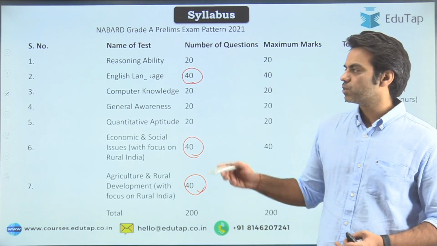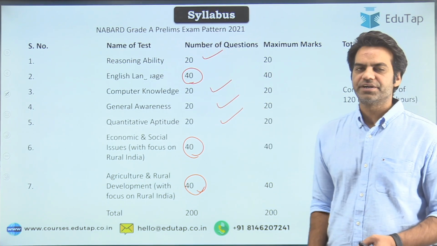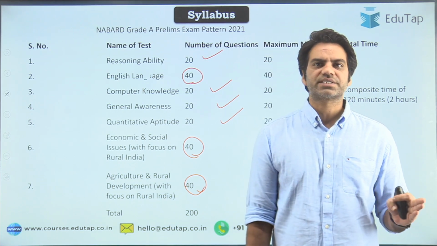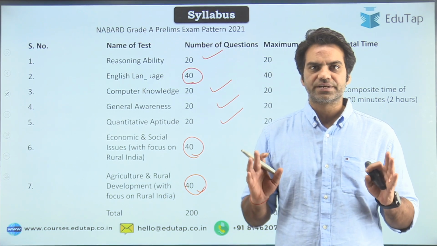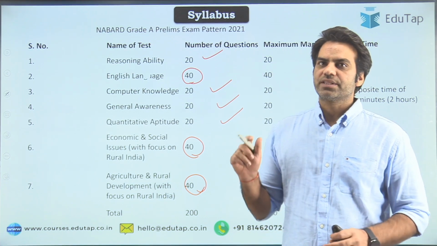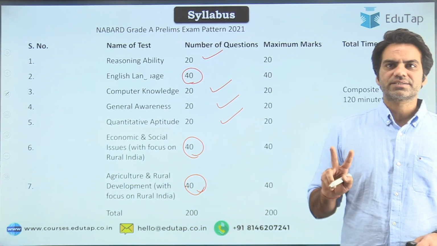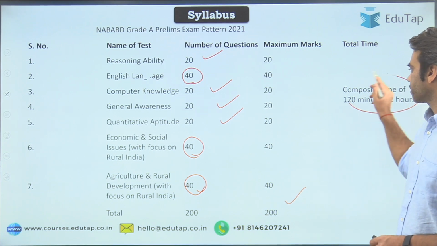Then the rest 80 questions will be on reasoning ability, computer knowledge, general awareness and quantitative aptitude. So start focusing time on all the subjects equally, and start paying ample attention to the subjects that you feel are more important for you. So there are basically 200 questions, multiple choice questions, and you will be given 2 hours, that is 120 minutes, to attempt your paper.